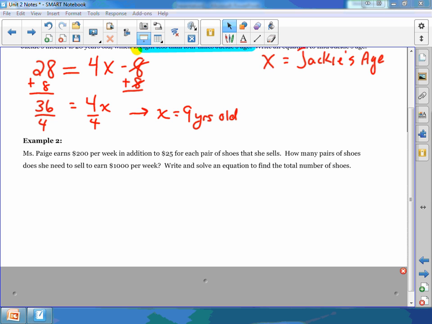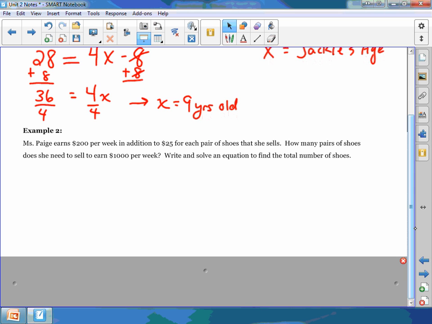So the problem states that Mrs. Page is going to earn $200 a week regardless, but then she's going to get $25 for each pair of shoes that she sells, which sounds like a pretty good deal to me. Does anybody know what that's called? When you get paid money in addition to your current salary for performing maybe above and beyond. It's to entice the salesperson. A bonus, yeah. There's a word that starts with a C. Getting paid commission. Have you ever heard that phrase before?